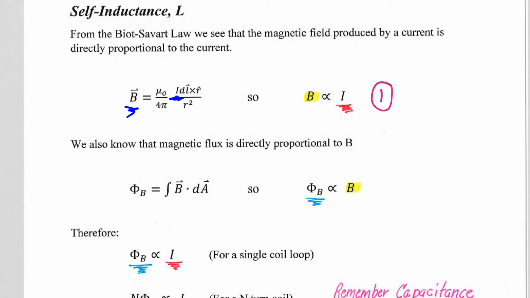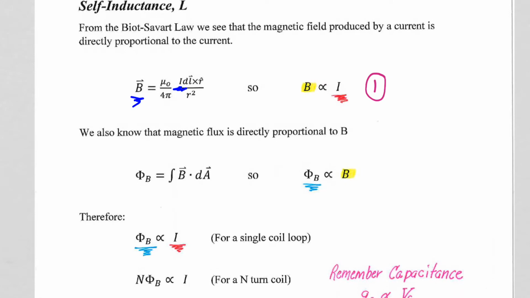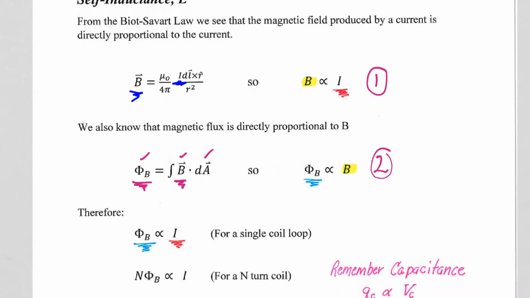We know from the definition of flux that flux is field dot dA. So for the magnetic flux, it is going to be the integral of B dot dA, so that the flux through any area, as we've seen, is going to be directly proportional to the B field through that area. I'm going to call that equation 2. So this is logic 101.